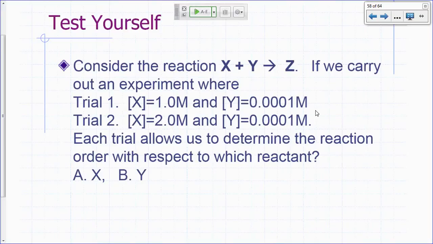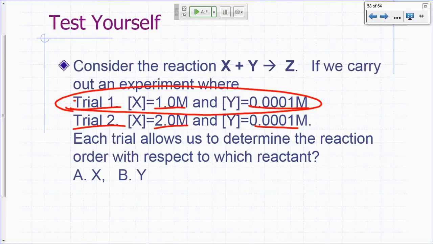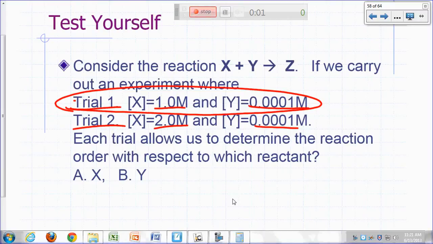So let's take a look at this one. Let's say you run a reaction between X and Y and you form product Z. Let's say you carry out an experiment where in the first experiment, your initial concentration of X is 1 molar, and the initial concentration of Y is 0.0001. And in the second trial, you double the concentration of X, and your Y initial concentration is still 0.0001. So each individual trial, let's say trial 1 by itself, will allow us to determine the reaction order with respect to which reactant, X or Y? What would be the answer to that question?